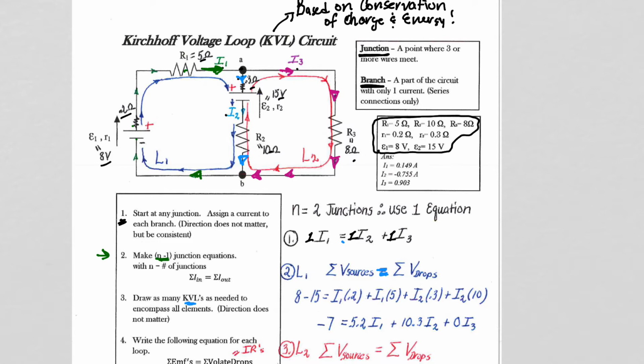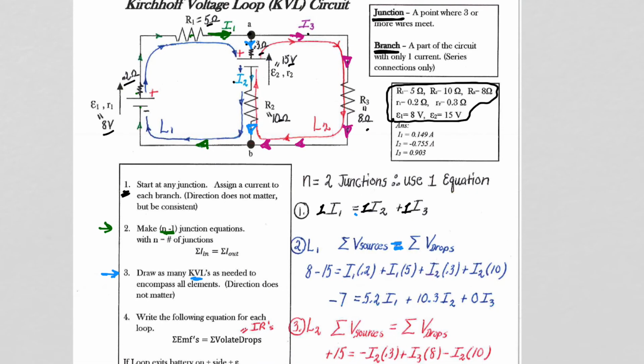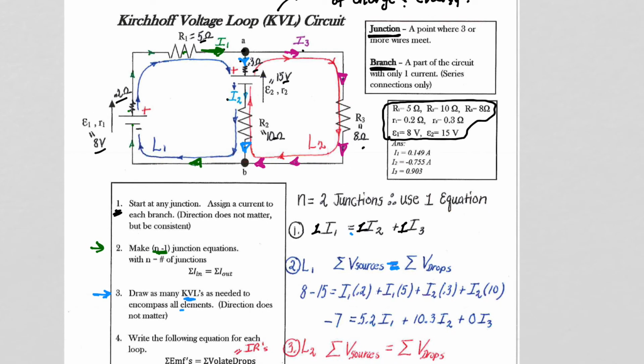And it says here that we need to draw as many of these theoretical constructs, Kirchhoff voltage loops, as needed to encompass all of the elements in the circuit. I'm going to explain that by way of the example. Well, here we have the sum of the voltage sources.